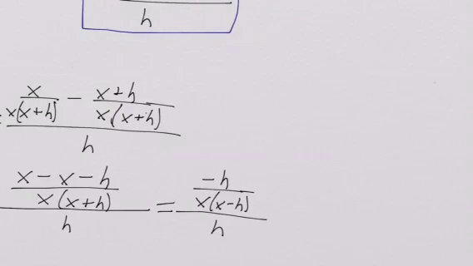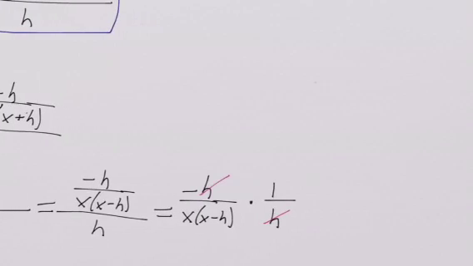Well, now I can rewrite that slightly as minus h over x times x plus h. Dividing by h is the same as multiplying by 1 over h. Now I get the h's to cancel out. And I end up with minus 1 over x times x plus h.